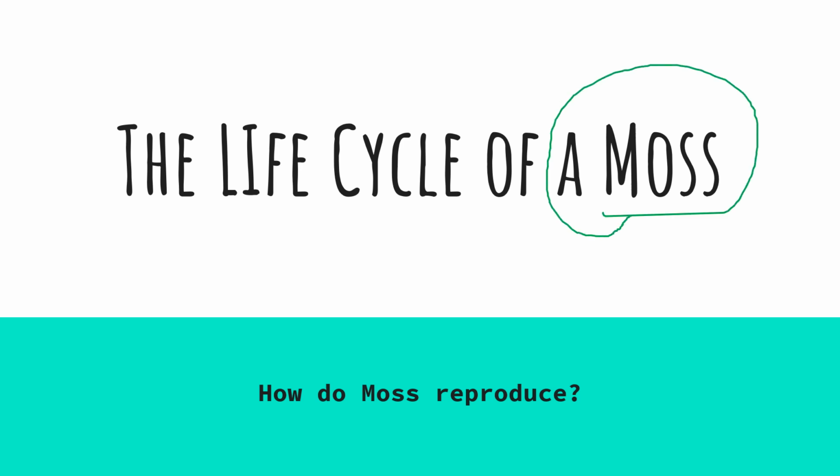Okay, now remember that a non-vascular plant, like we said, does not have veins. That's what that V is supposed to remind you of. So the question then is, how do the moss reproduce? And that's what we're going to look at.